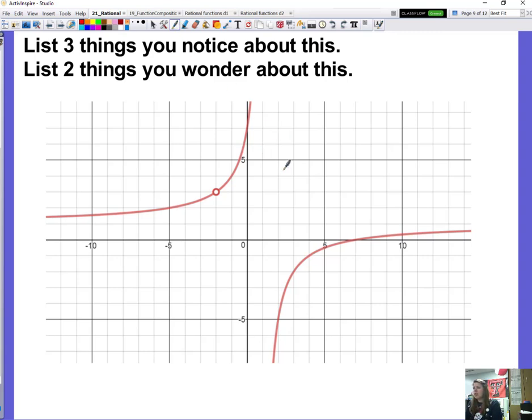Okay, so maybe you noticed that there's a big break in the graph right here at x equals 1. Okay, going back to our video, this is called an asymptote. And because it's vertical, it's a vertical asymptote. Okay, there's also a hole in the graph. Remember, this is called a removable discontinuity.